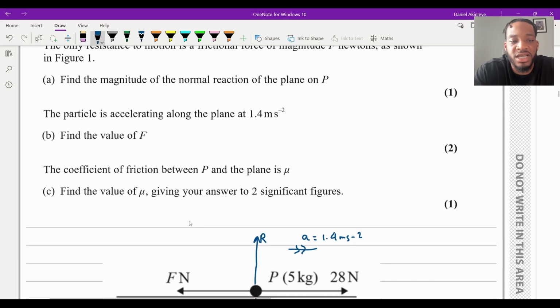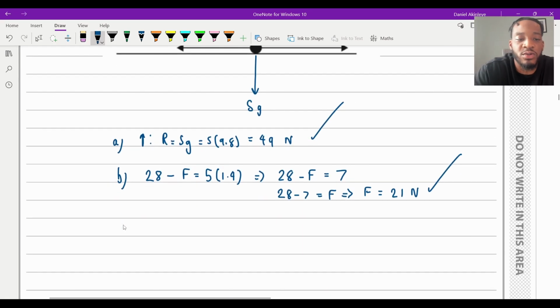Part C says the coefficient of friction between P and the plane is mu. Find the value of mu, giving your answer to two significant figures. This is not too bad. Remember the formula for friction: F is equal to mu R, and we need to figure out what mu is. We know F is 21 from part B, and we know R is 49 from part A.